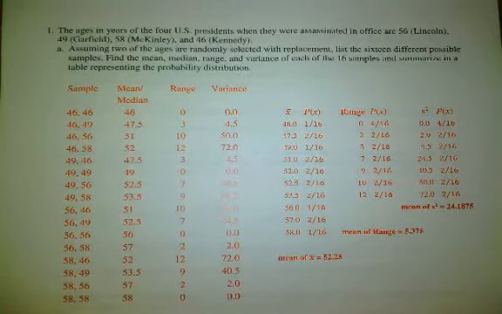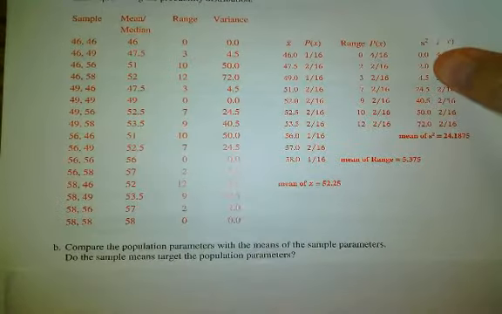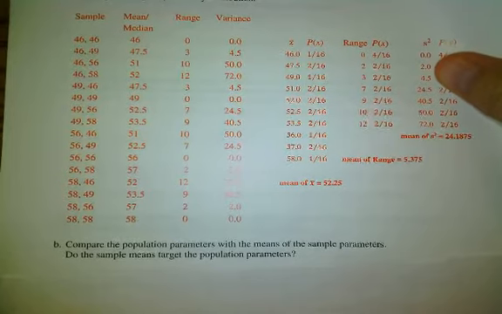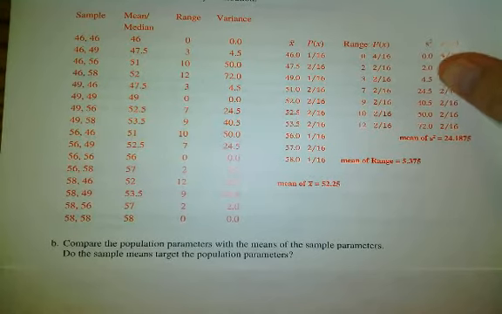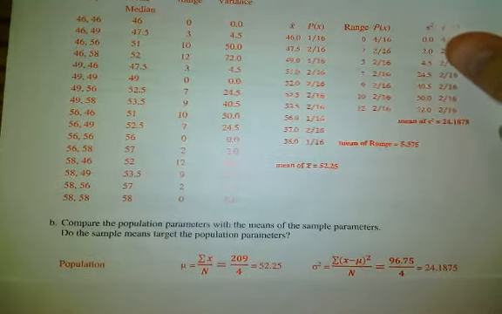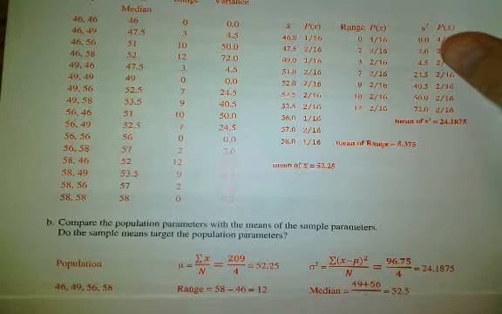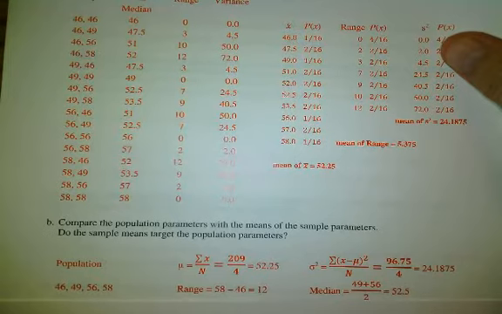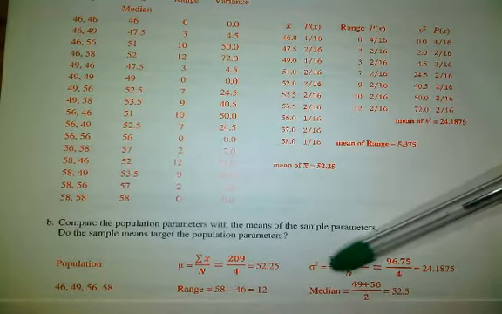Alright, so now we want to compare what the population parameters with the means of the sample parameters would look like. Okay, so for a population, we got 5 numbers. We got basically 49, 46, 49, 56, and 58. So to find the mean, we just add them up and divide.